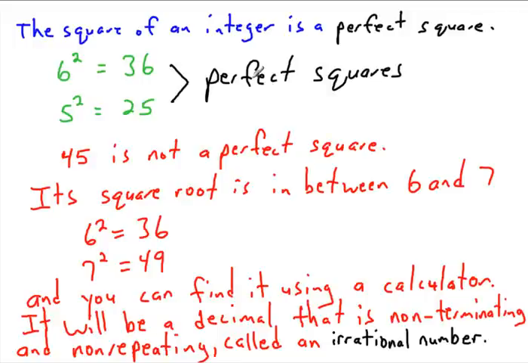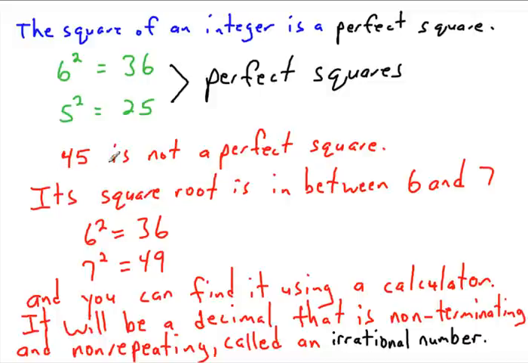The square of an integer is a perfect square. So we have perfect squares. For instance, 1 times 1 is 1, 2 times 2 is 4, 3 times 3 is 9, and so on. So perfect squares are 1, 4, 9, 16, 25, 36, and they go on forever. But the most common ones would be up through maybe 12 times 12. You see quite a bit.